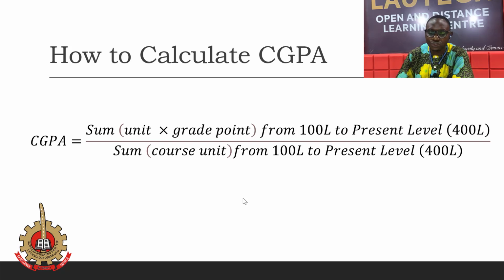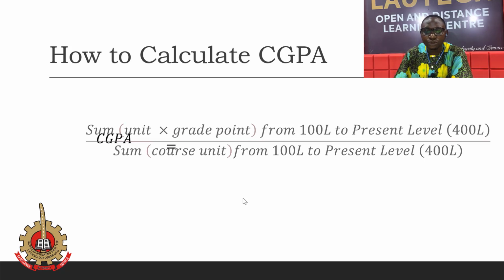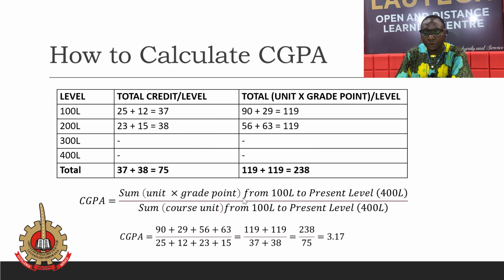Their sum, which means you are going to add them, divided by the sum of the units of the courses you registered for in first semester 100 level, plus the sum of the units of the courses you registered for in second semester 100 level, also first semester 200 level and second semester 200 level. Now, you can do it this way so that you will get it easily.